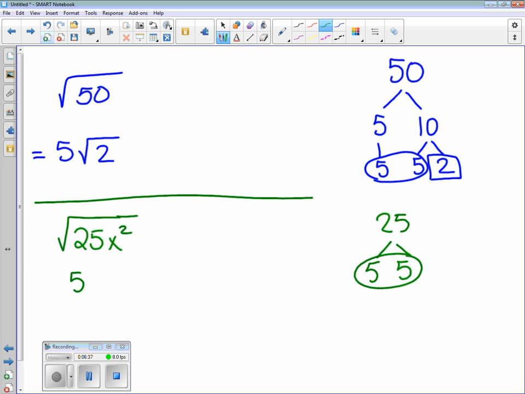What about x squared? How do I write that? If I wanted to make a factor tree of x squared, how many x's would that be? The x times x. And what am I looking for? Pairs. So I have a pair. Is there anything left over? So what does that mean this reduces completely to? 5x.